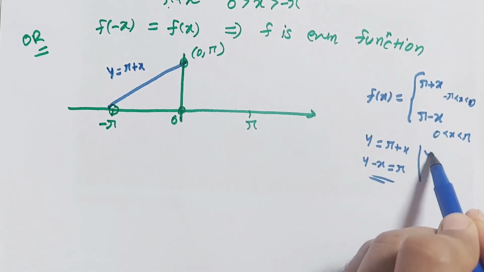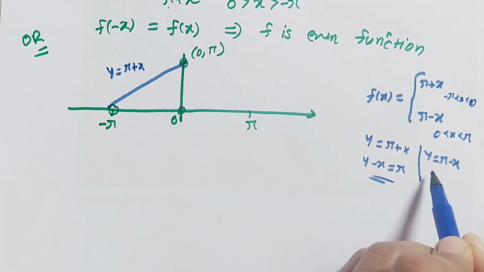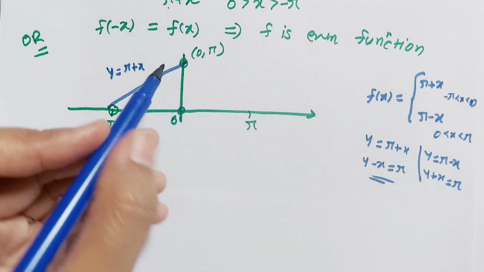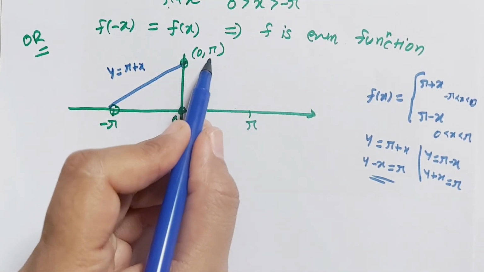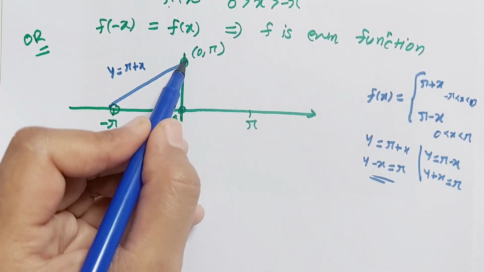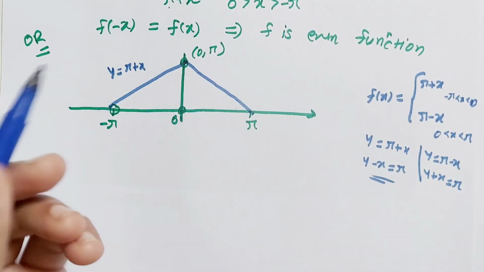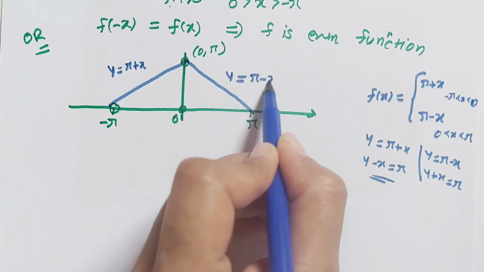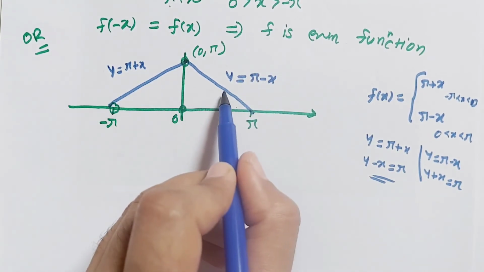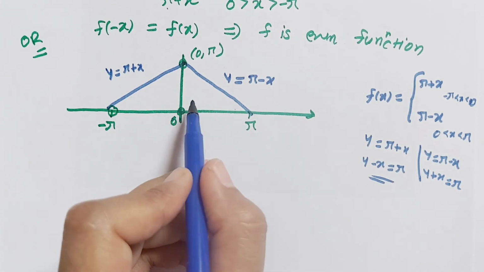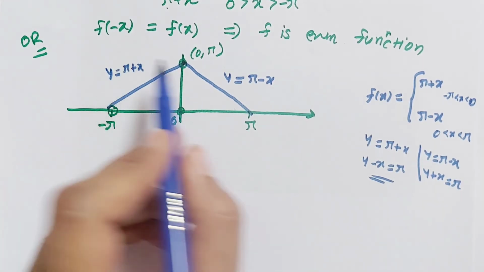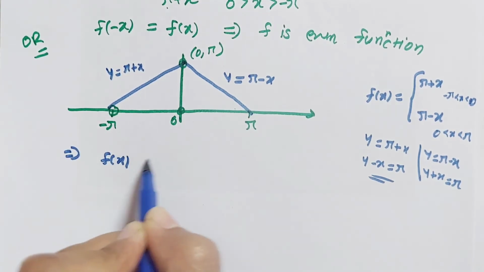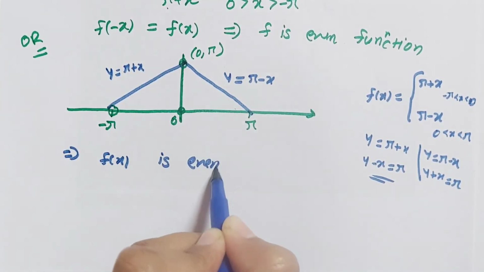Similarly, the second is y equals pi minus x. So here y plus x equals pi, and we know that the graph of this curve is passing through 0 comma pi and pi comma 0. So this is y equals pi minus x, and this curve is symmetric about the y-axis. That means if the curve is symmetric about the y-axis, then the function is an even function. So here f of x is an even function.